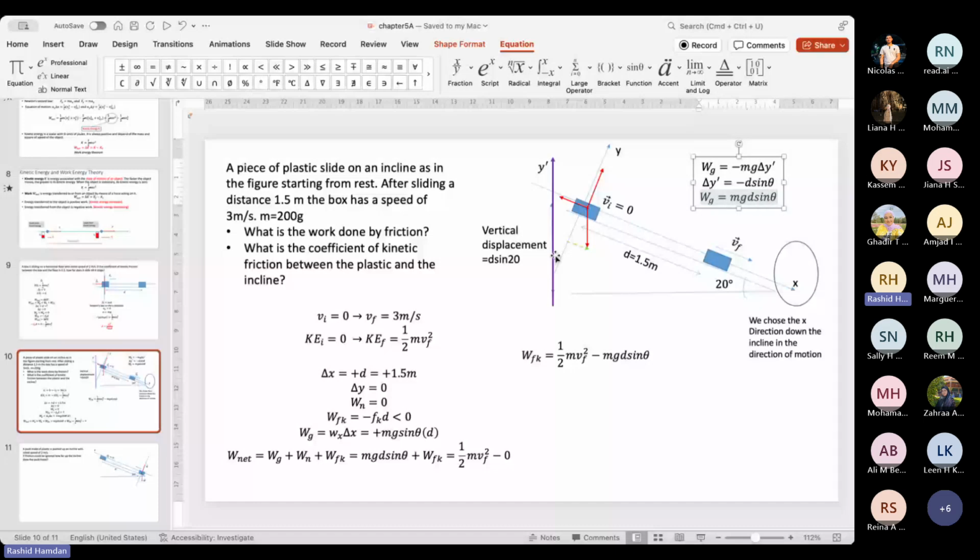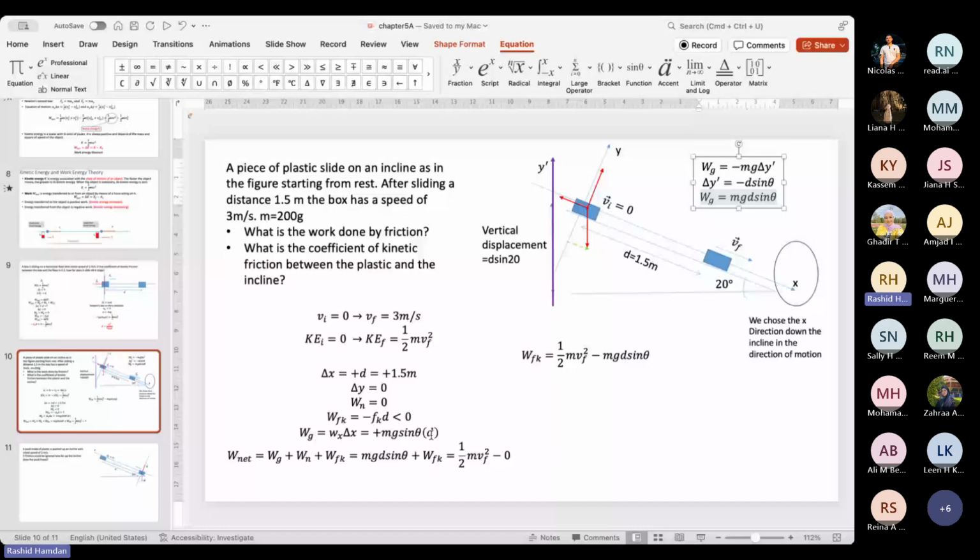So see, this is the other thing about work. I'm not restricted by my axes. I can choose axes for each force separately, because at the end I'm going to get scalars, and scalars I can add directly. So I got the same term that I got here.